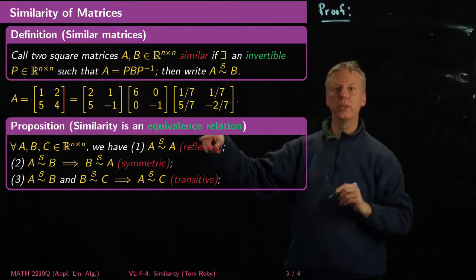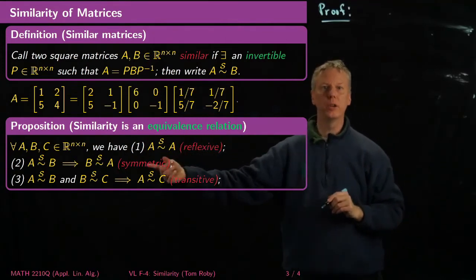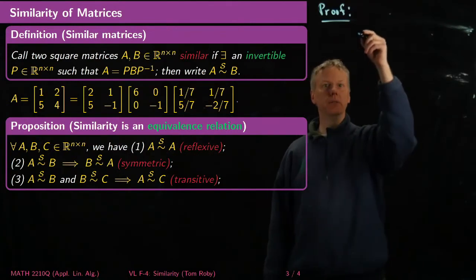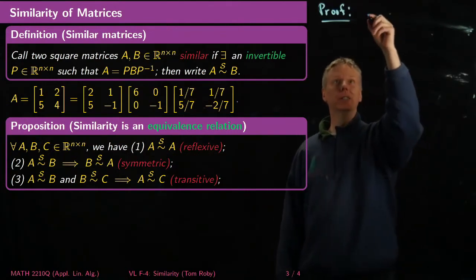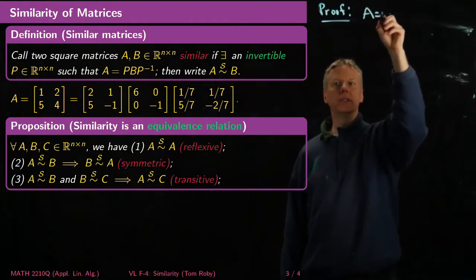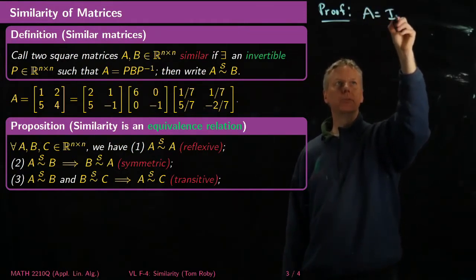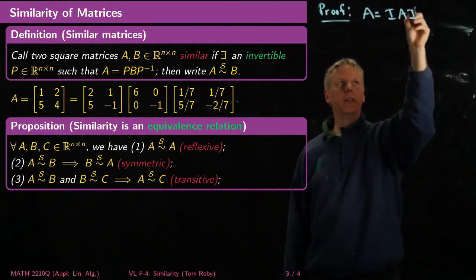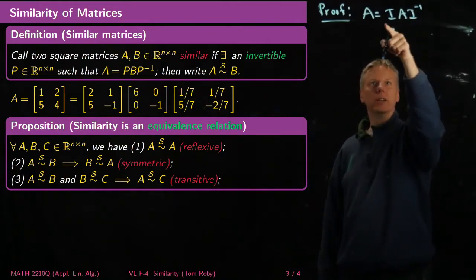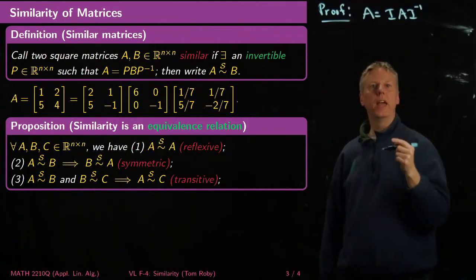So first of all, to show that it's reflexive, I need to find an invertible matrix that converts A to A. Fortunately, the identity matrix is invertible. So I can always write A as the identity matrix times A times the inverse of the identity matrix, which is just the identity matrix, right? So this is clearly true, and this shows that A is similar to A.